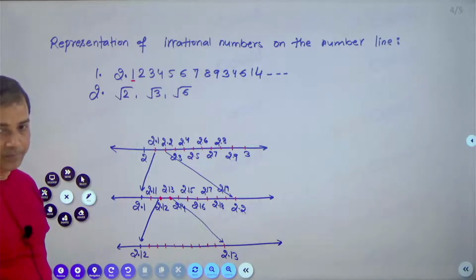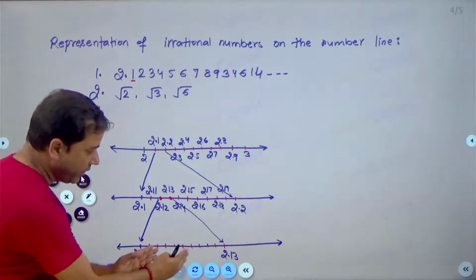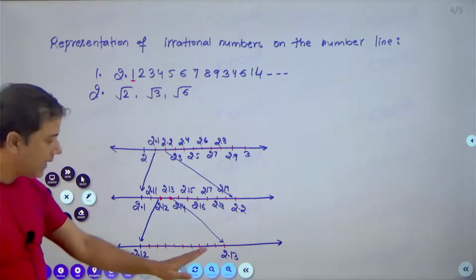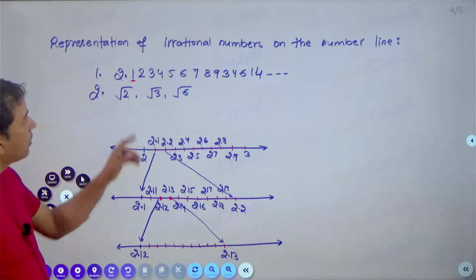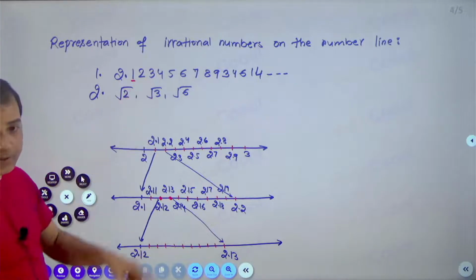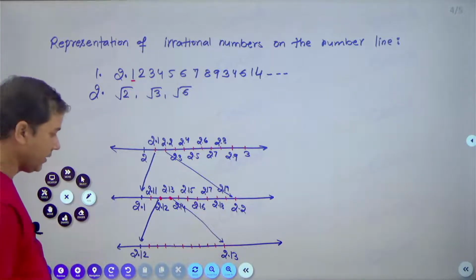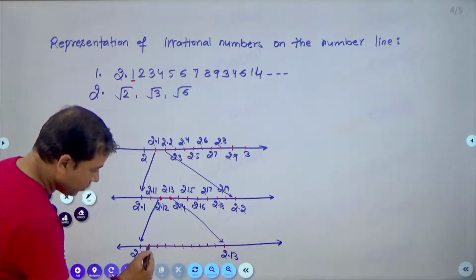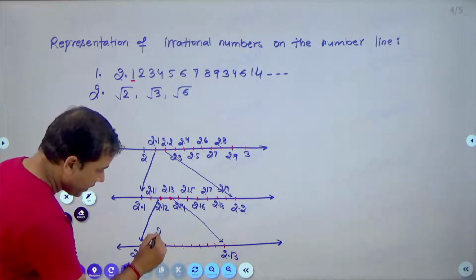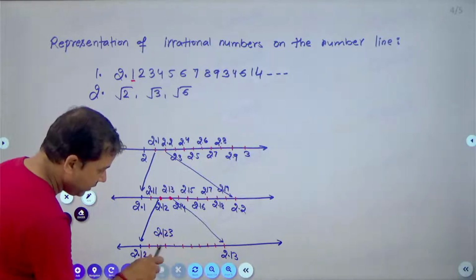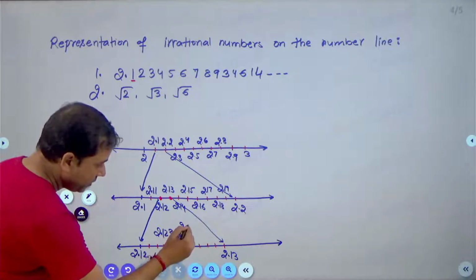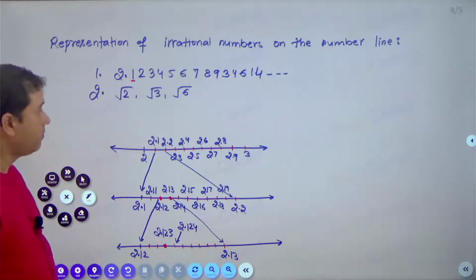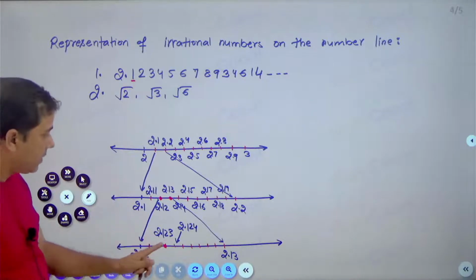Can you tell me which two numbers this number lies between? I will highlight only those two. 2.123 and 2.124. That's right. 2.123 is here, and the next one is 2.124. Exactly. This number lies between these two.